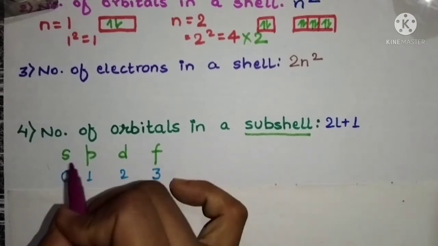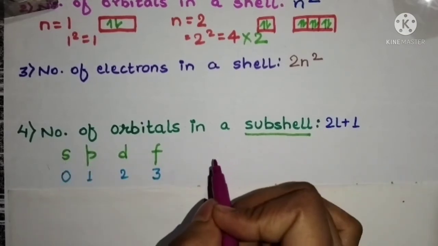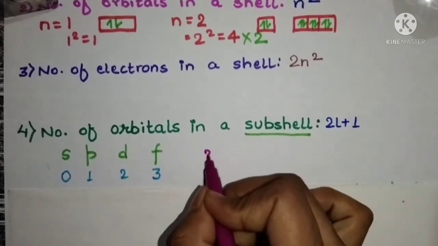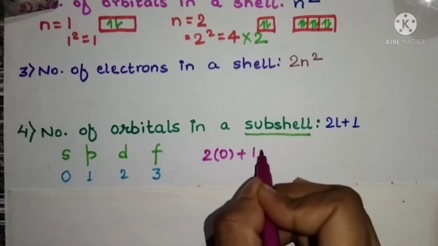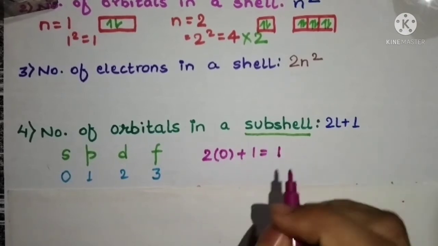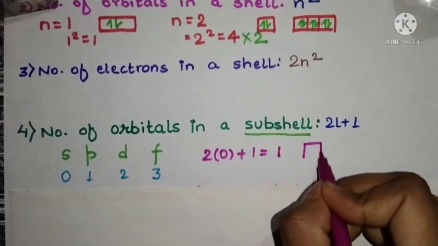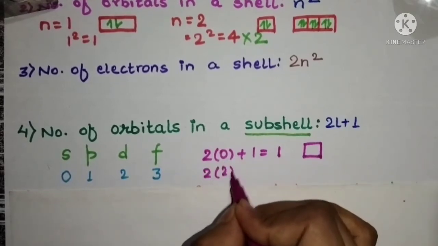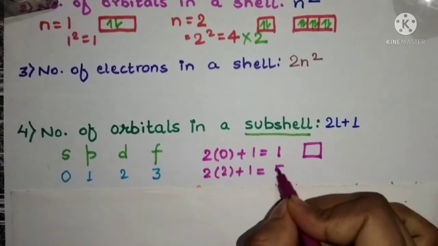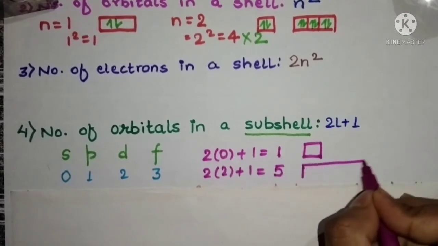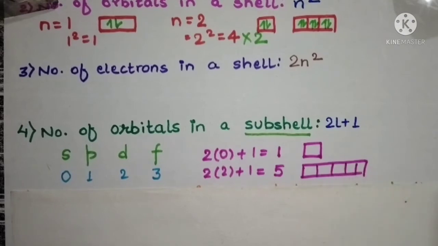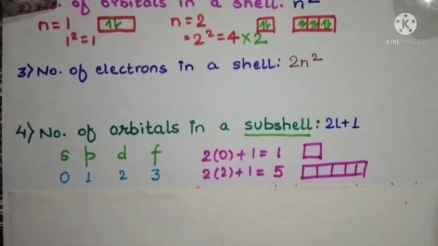Whenever you are given the S subcell and you want to find the number of orbitals in it, you use this formula: 2 into 0 plus 1 is equal to 1. So there is only one orbital in the S subcell. For the D subcell, 2 into 2 plus 1 is equal to 5. So there are 5 orbitals in the D subcell, as you can see here. This is the formula for the number of orbitals in a subcell.